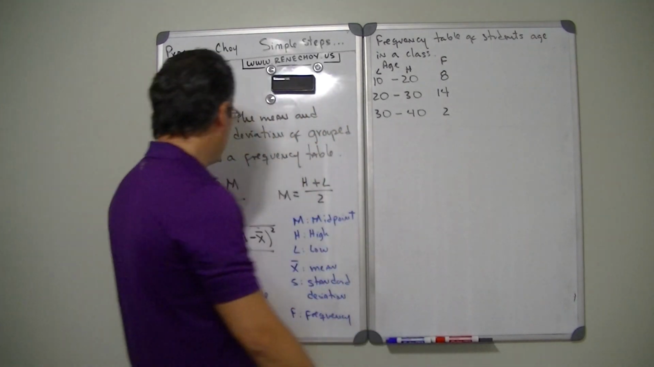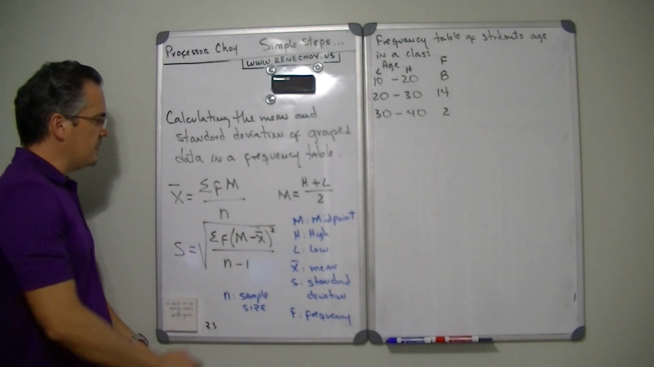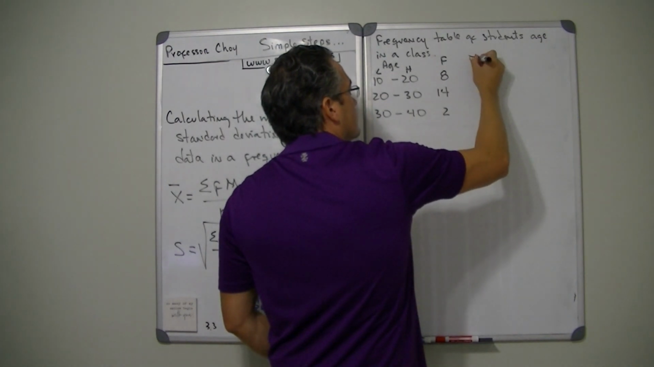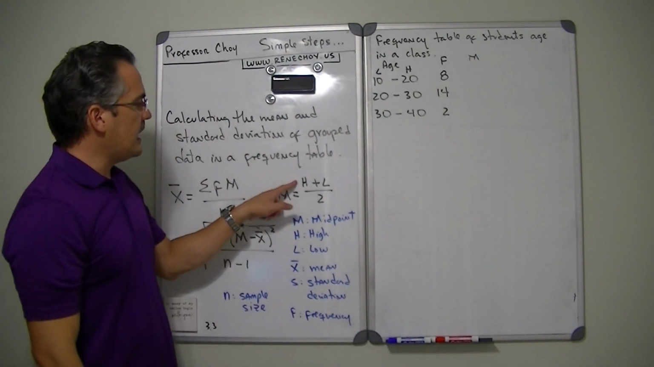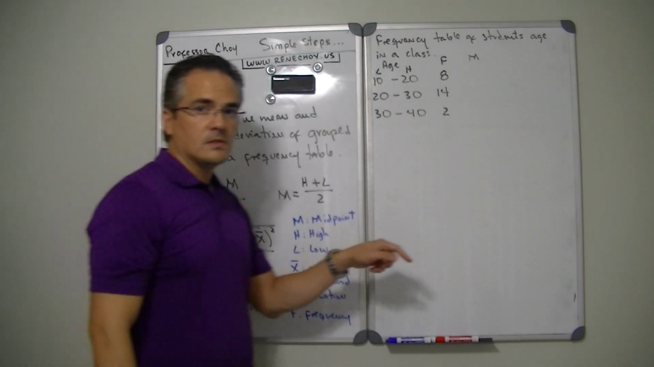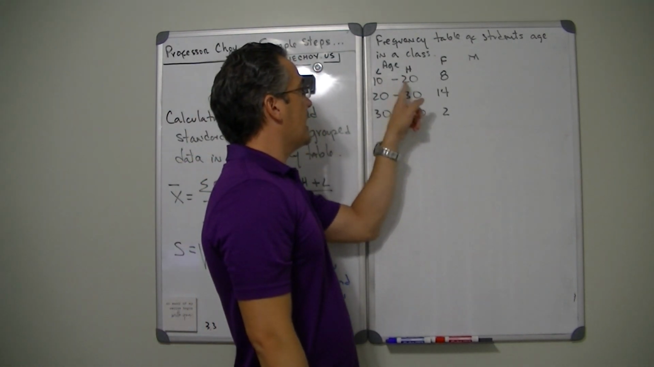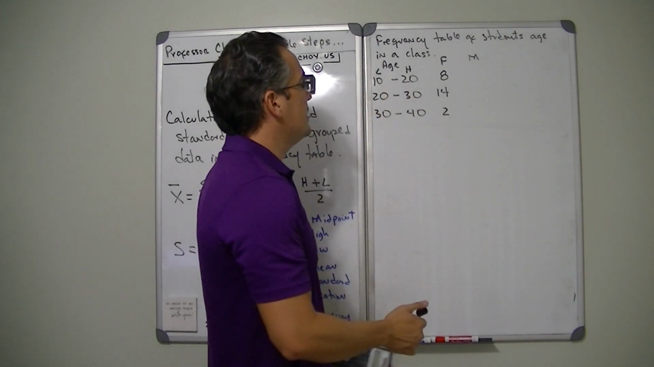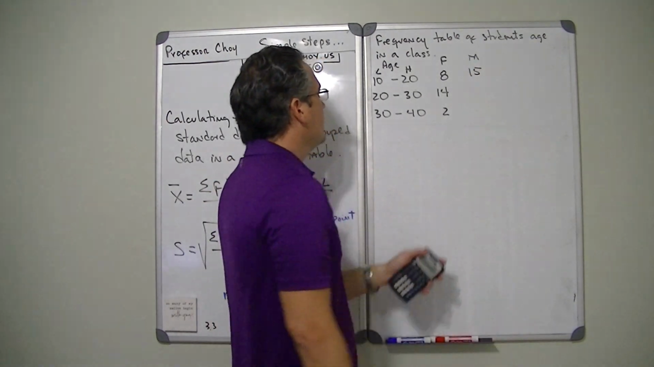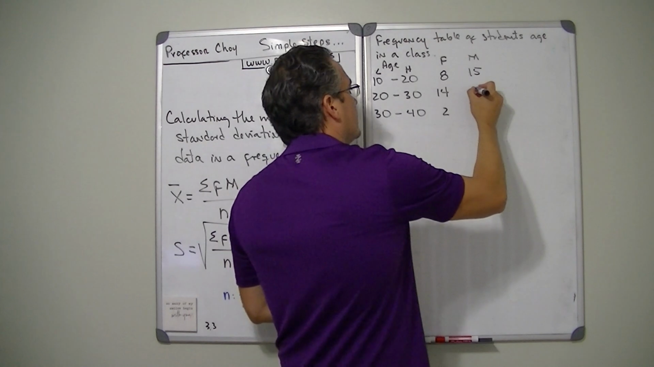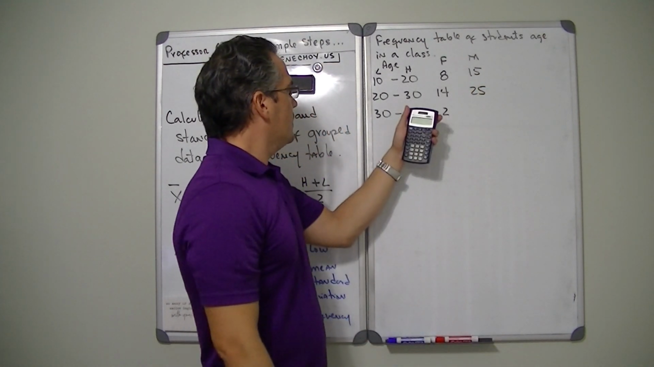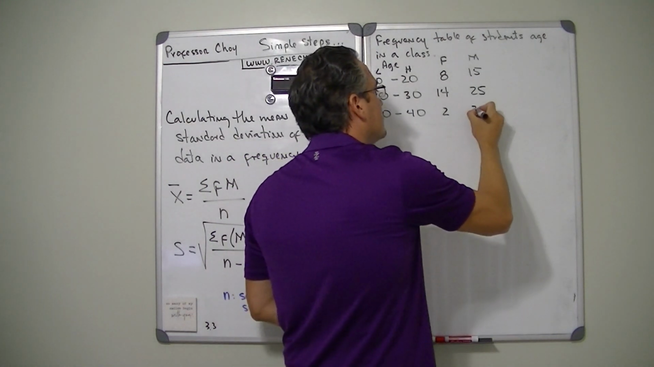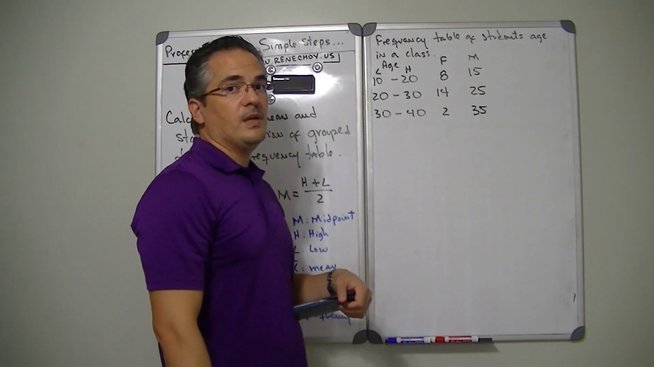Alright. So the first thing we need to do is calculate the midpoint, because as you can see, we need to use it for both of these. So let's calculate the midpoint. Now, the midpoint is the high value plus the low value, divided by 2. So I'm just going to take the high value of my class, add the low value, and then divide it by 2. So 20 plus 10 divided by 2, that's going to give me 15. 30 plus 20 divided by 2, that's going to give me 25. And then 40 plus 30 divided by 2, that's going to give me 35. So those are my midpoints.